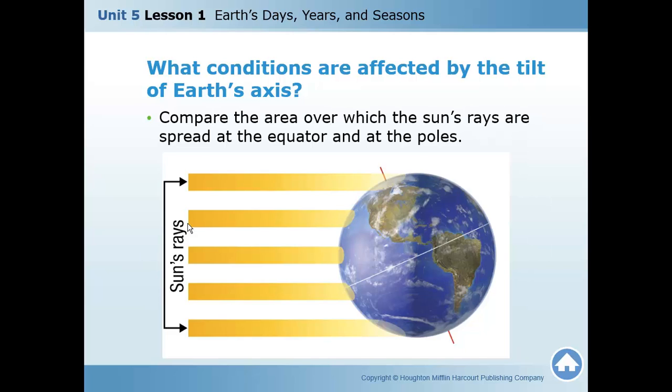Okay, so here's a picture. If you look at comparing the area over which sun's rays are spread, the equator and the poles. So let's look at the poles. Look how much less direct. So if this is warm and this is getting, by the time it hits, it's not as direct, it's not as warm. So you can notice here, this is about where we would get it, right? That's about where it's going to hit Indiana as it travels around.